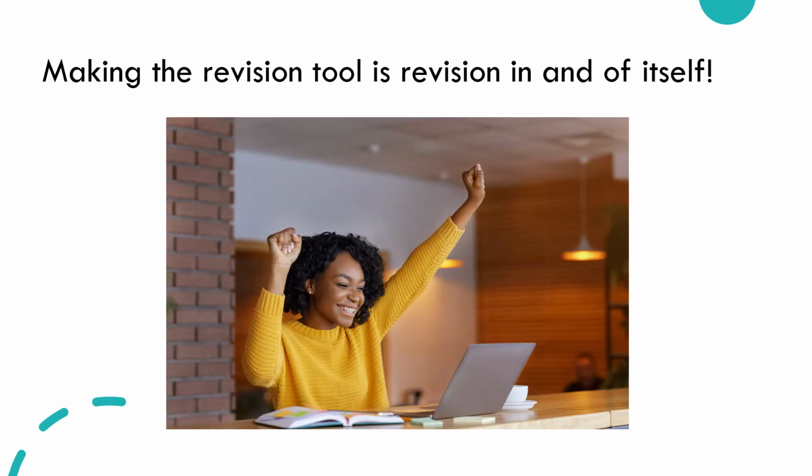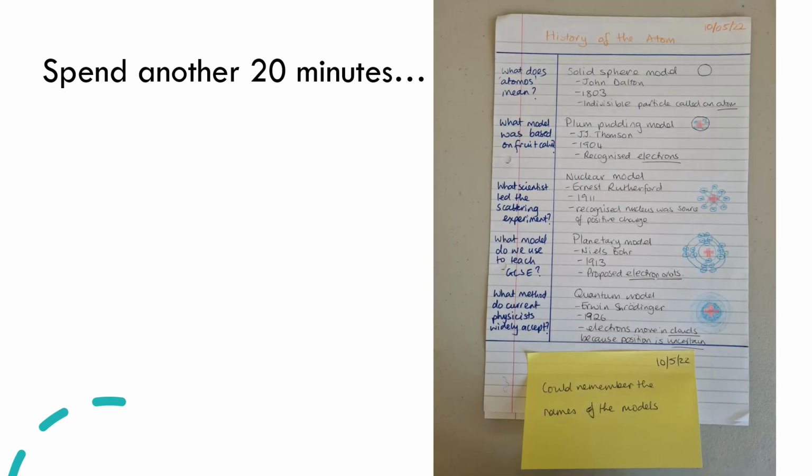Making this is revision in and of itself. You are reviewing the source material and interacting with it as you read, reduce, and transform the notes on the history of the atom. Spend another 20-minute revision session trying to recall the key points from the main body of the Cornell notes that you have made.